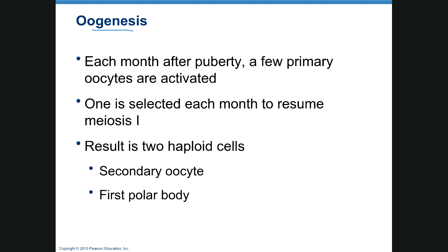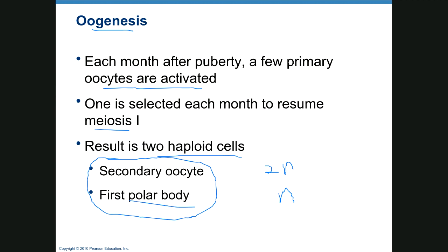Each month after puberty, a few oocytes are going to be activated. Hopefully, each month one is going to resume meiosis 1. And you're going to get 2 haploid cells, so it's divided. You remember diploid is 2N, full set of chromosomes, and haploid is 1N. And then these are going to divide. You're going to get a secondary oocyte and a first polar body. Polar bodies are duds. We've got pictures we'll show you in a minute.